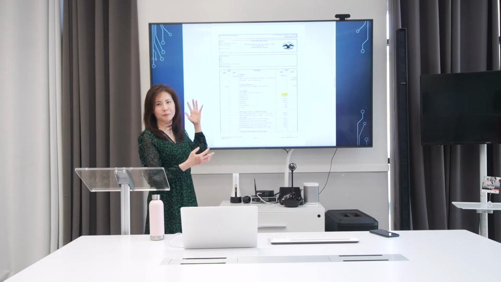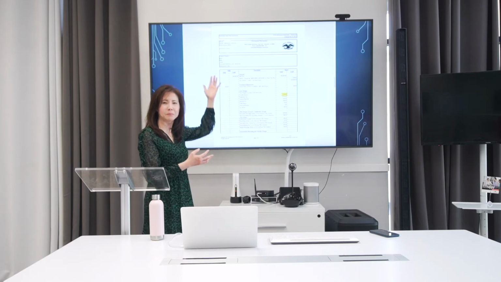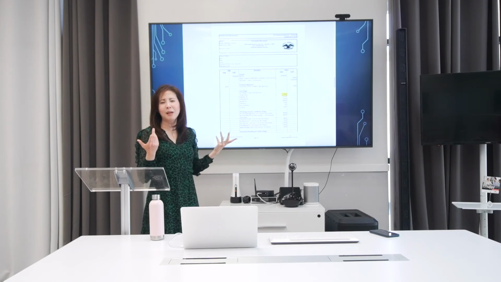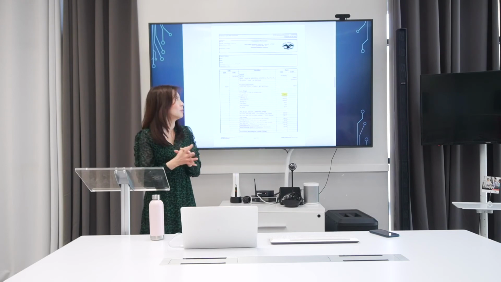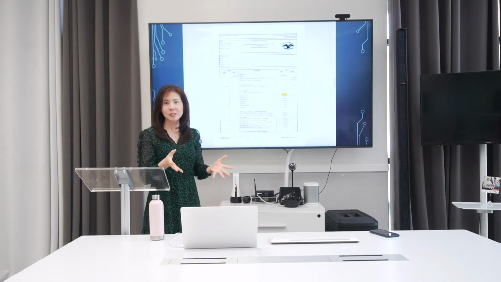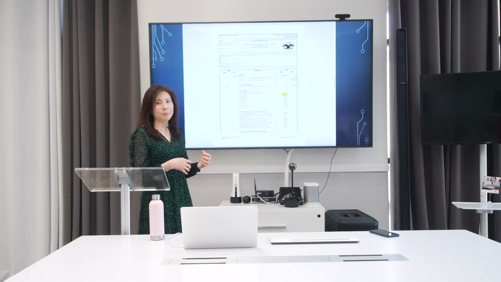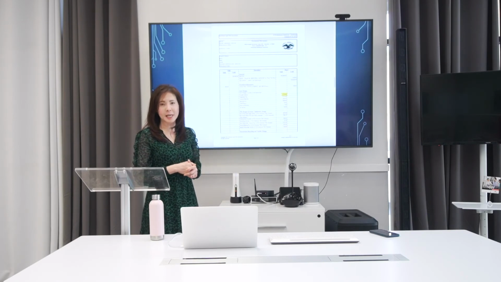Should I read it from left to right, from right to left, from top to bottom? I didn't know. I didn't even know how to read it. I was scared, and I wished somebody was there to teach me how to read it, right? But I could not get that help at that time.